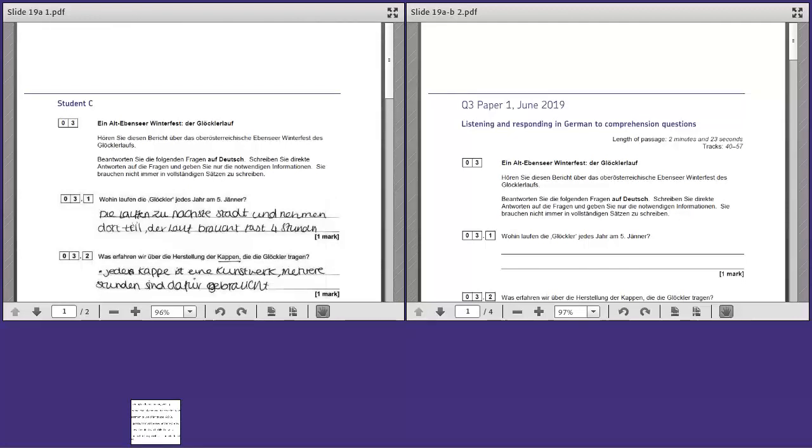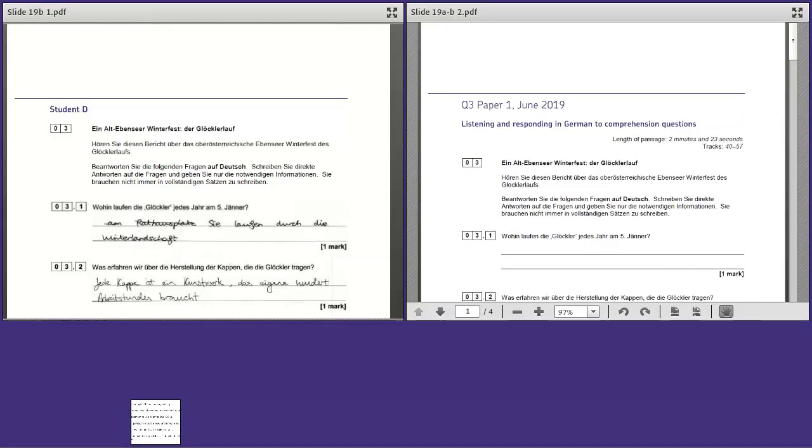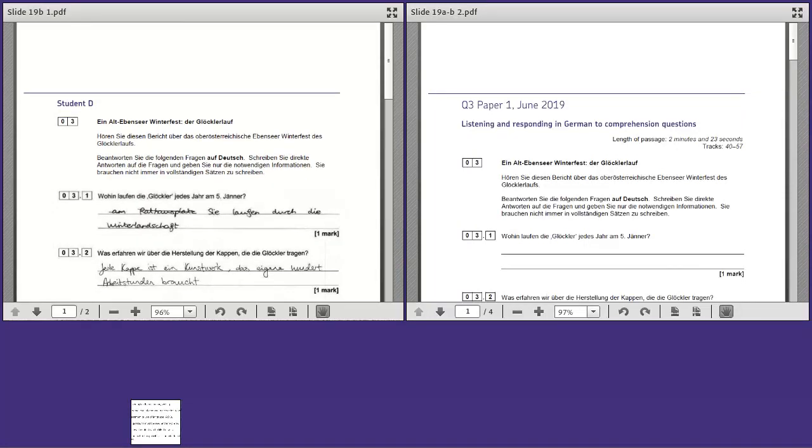Okay, so could we have a look at student response D, please? And so this is the same question with the same mark scheme. Again, you should be able to scroll up and down, please. So 3.1, the response given here doesn't match the question. The question asked wohin, so no mark was awarded. 3.2 also didn't score a mark. The student has located the correct part of the recording, but unfortunately by writing eigener instead of einiger, they hadn't conveyed the relevant information.